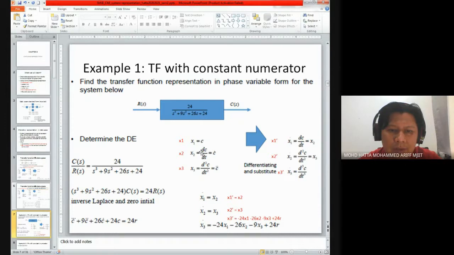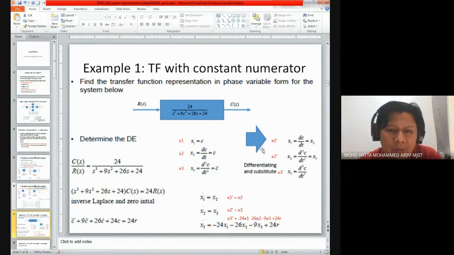And before I forget, if we have a third order differential equation over here, for example we have c triple dot, meaning that we will have three states, x1, x2, and x3. The first one we need to define is that c is considered x1, and we take the derivative of c and consider it as x2, and we take the derivative of x2, or second derivative of c, and consider it as x3. And with that, we later differentiate what we defined in the first place. So here we take the derivative of x1, x2, and also x3.